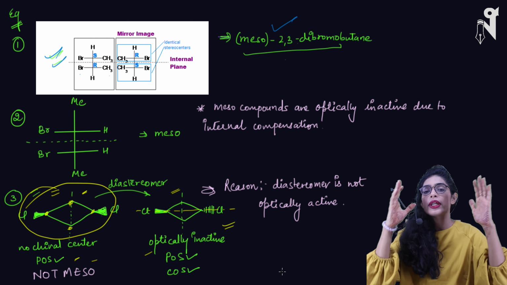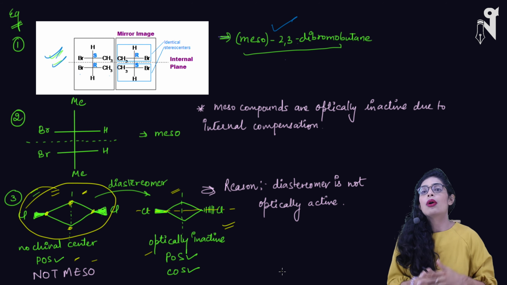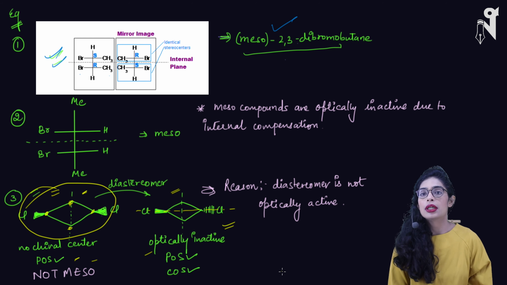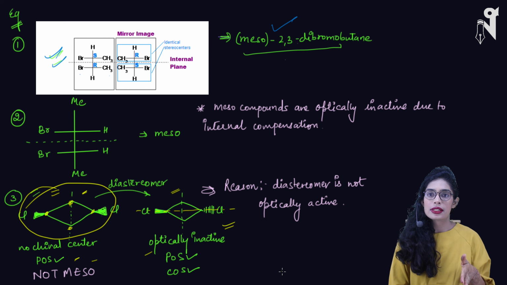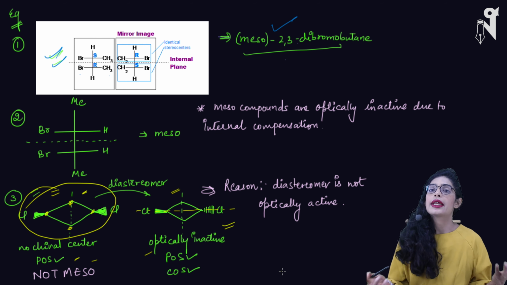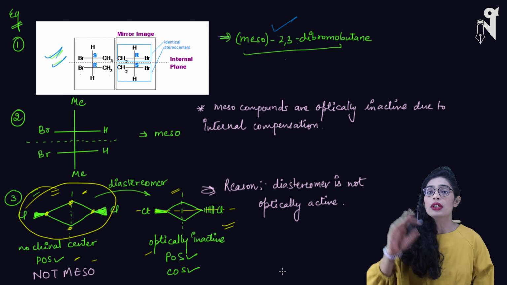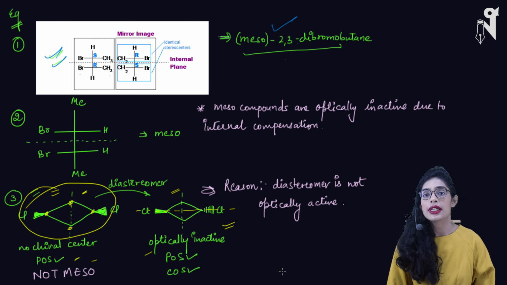Just don't go by that, okay, the configuration is same up and down, or it looks exactly same, or when you cut it, it is giving you the plane of symmetry, and it is becoming non-chiral, and hence it is meso compound. No, we also have to check whether its diastereomer is optically active or not. So this is a very important condition.